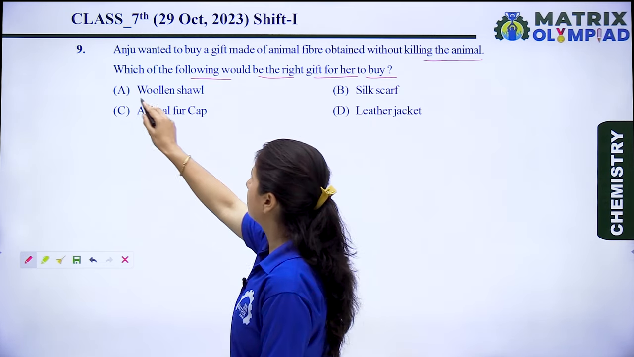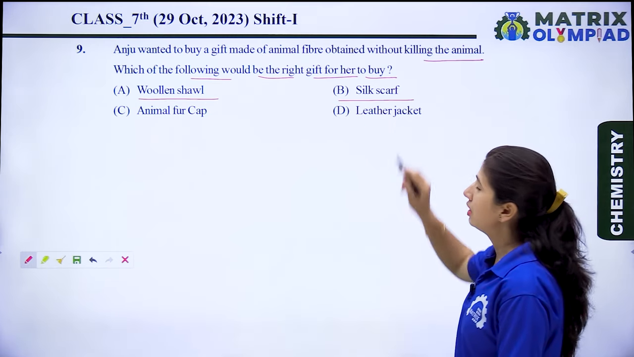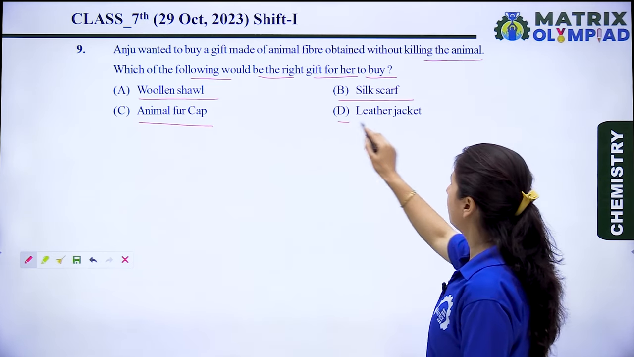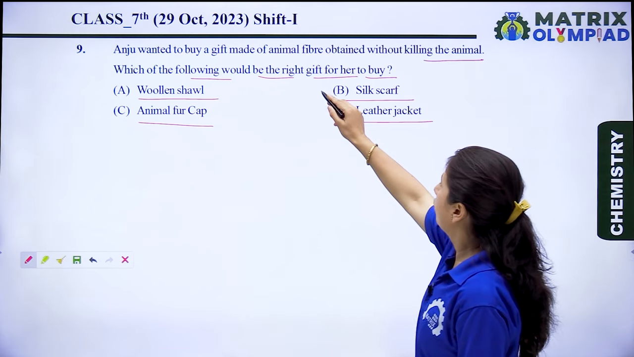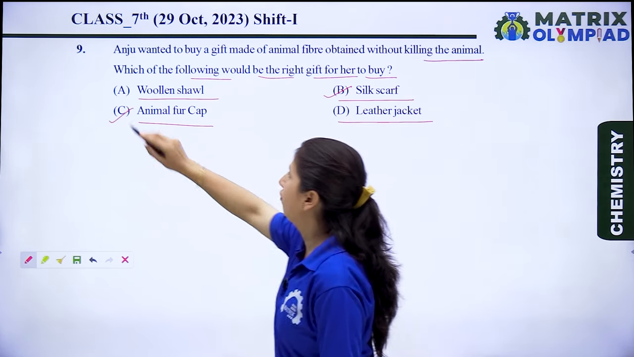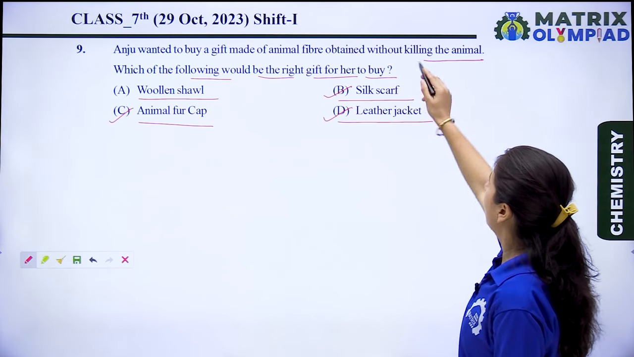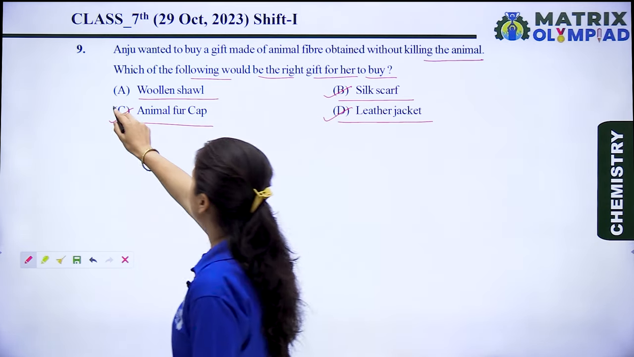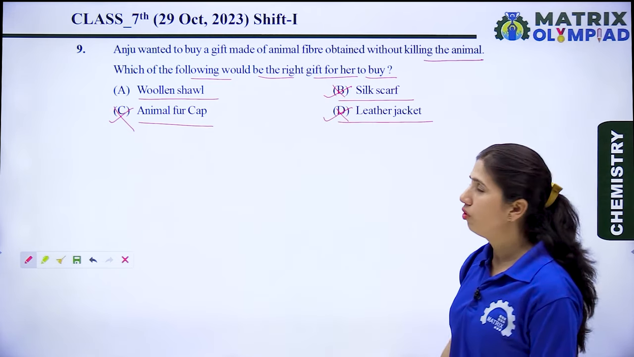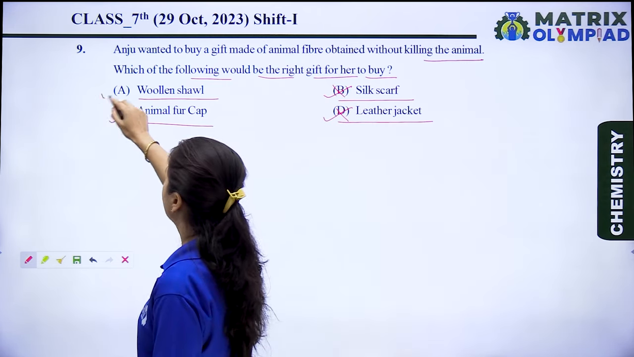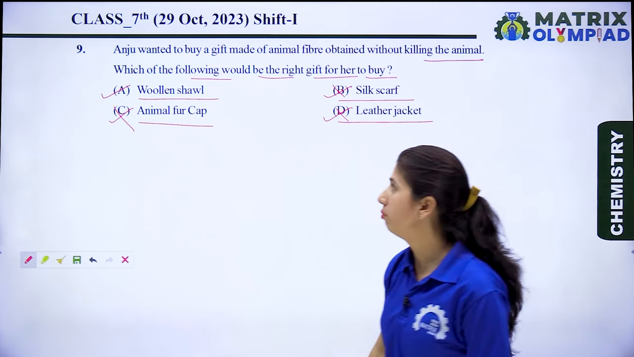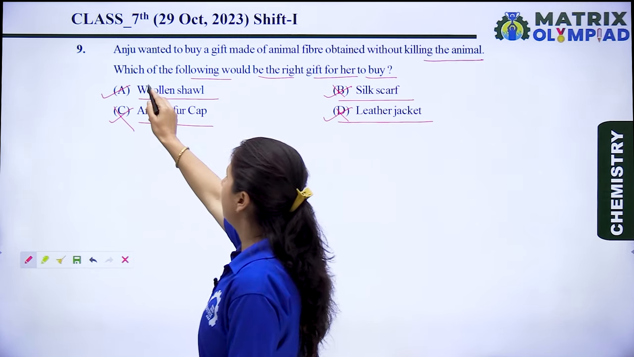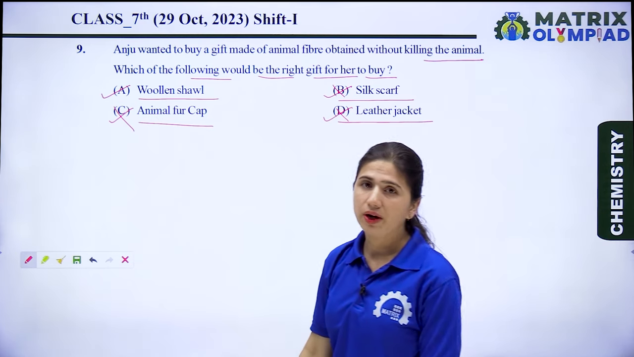Options are, option A is woolen shawl, option B is silk scarf, option C is animal fur cap, and option D is leather jacket. For silk scarf, animal fur cap and leather jacket, without killing the animal, we cannot obtain these substances. So options C, B and D are the wrong options. Now let's see the first. Option A is the right option for this question because we obtain wool from the sheep. Without killing the sheep, we can easily obtain the wool. So option A is the right option for this question.